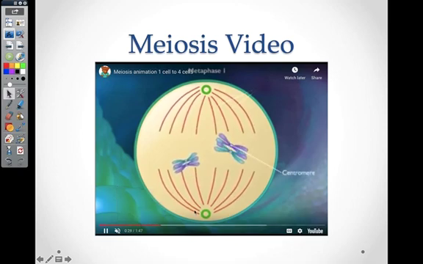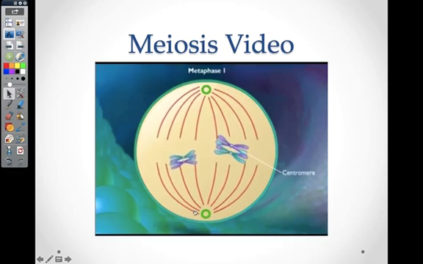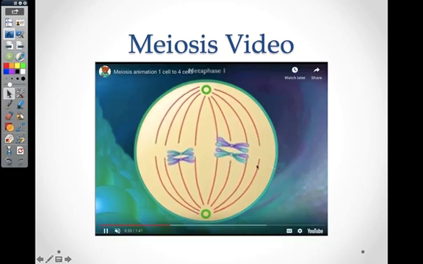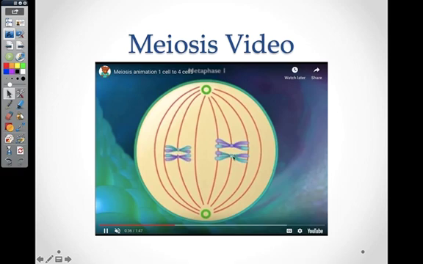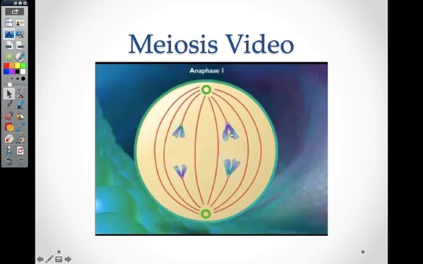This should look familiar, we remember this from mitosis, but the difference is we see the pairs of chromosomes, the homologous pairs. All right, so now they're lined up in the middle. So this is metaphase 1. And then we're going to see those pairs start to move away from each other. There he goes. That's anaphase 1.